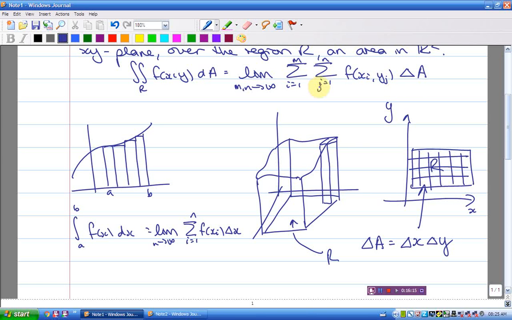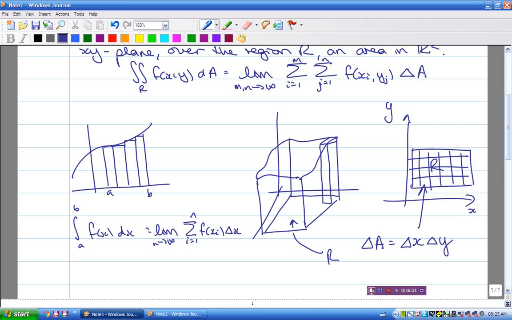I apologize. We need to number the x's and the y's differently because we might have a different number of them. So we need to number them differently. Hopefully that's not too problematic.